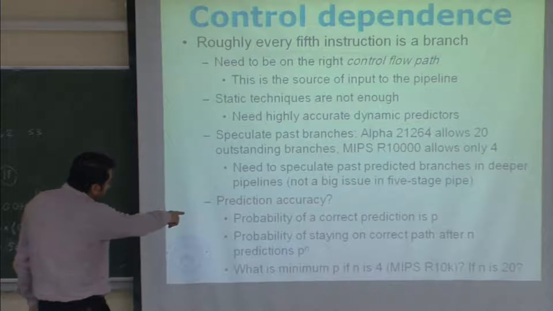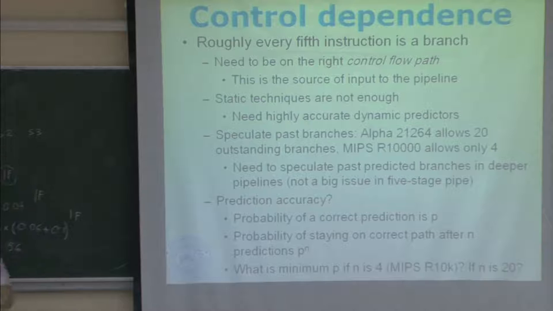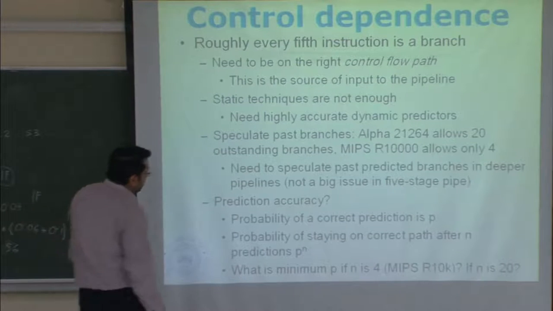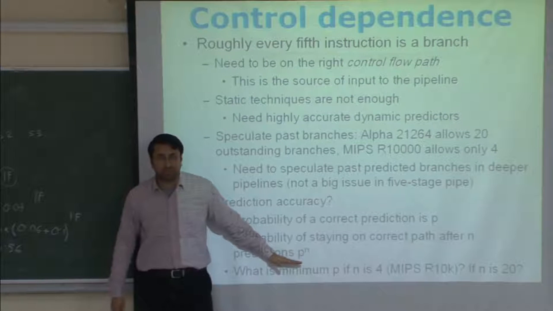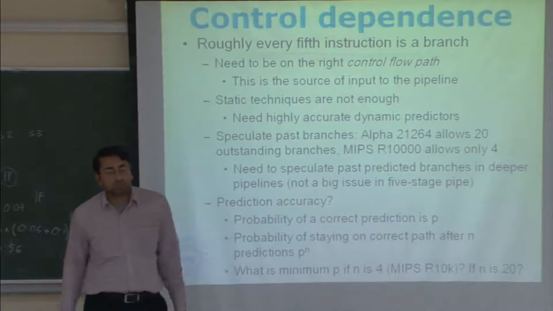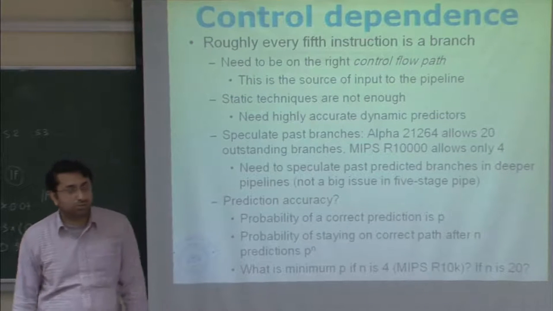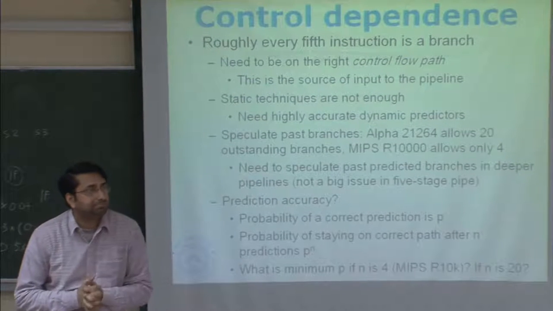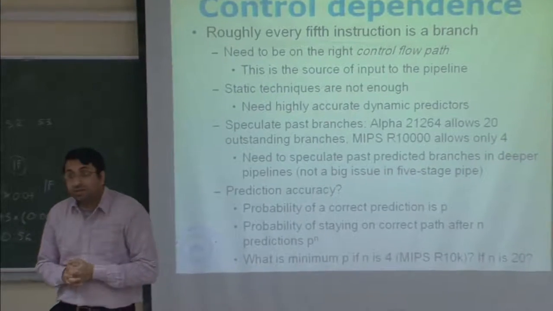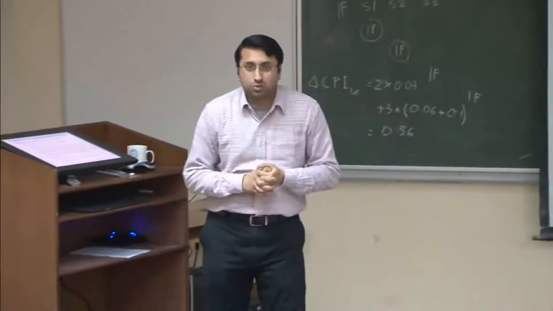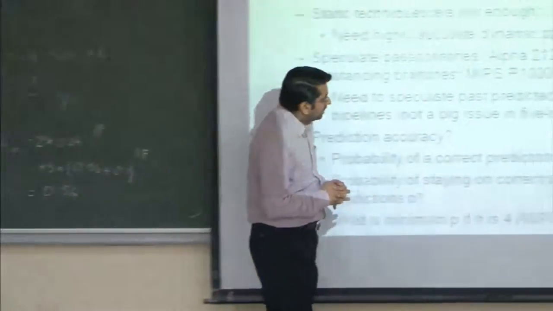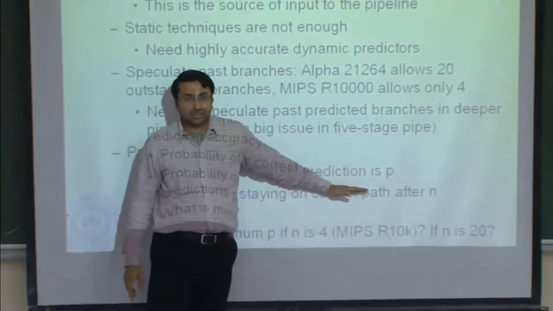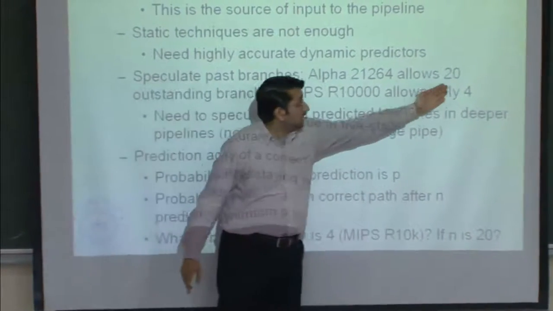So now, if you plug in n equal to 20, you have to be on the correct path after 20 such predictions. So I want p to the power of 20 to be at least 0.5 to make any sense of such a prediction mechanism. So can anybody imagine what the value of p will be if I want p to the power of 20 to be bigger than 0.5? It will be close to 1. Close to 1, right? Yes, so it turns out to be 0.97. So I'm demanding a branch predictor of prediction accuracy 97% to make any sense of this number, 20.